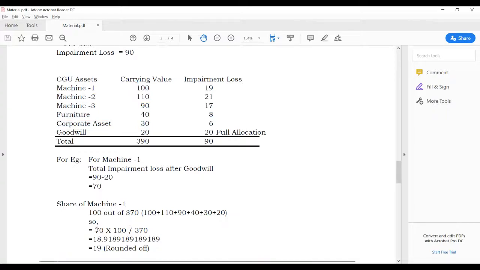So 70 into 100 by 370 will be 18 rupees, rounded off to 19, the impairment loss based on its carrying value recognized against machinery 1. In the same way, 20, 17, 18, 6 and 20 will be recognized against each asset as an impairment loss. These are the rounded off figures. Hence, first I need to allocate the full amount against the goodwill, then I need to recognize against each asset proportionately to the carrying value compared to the total carrying value of the rest of the cash generating unit.